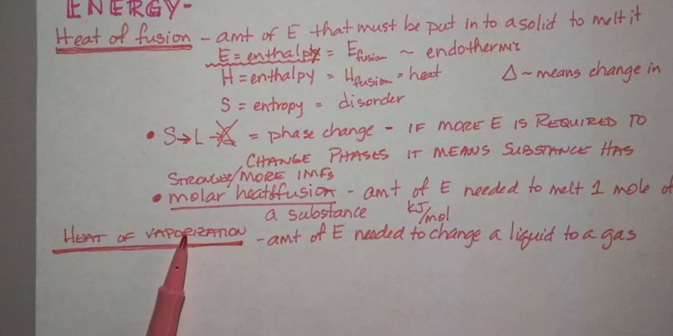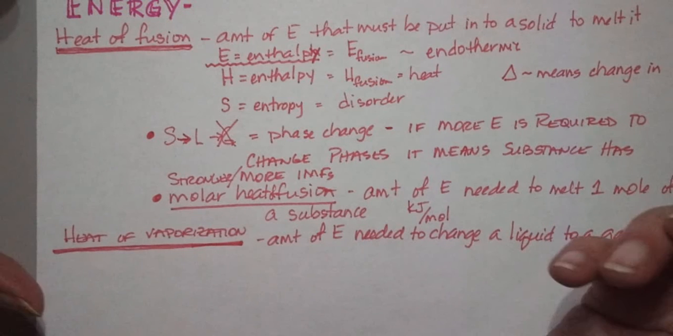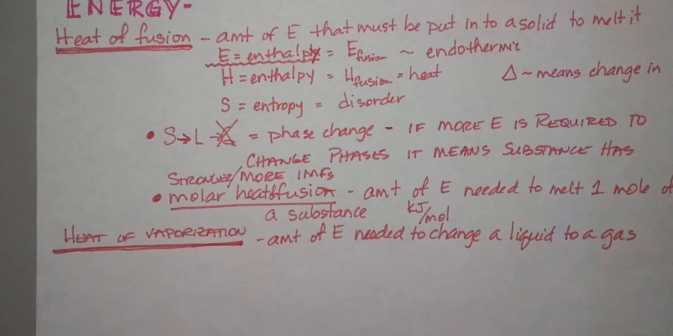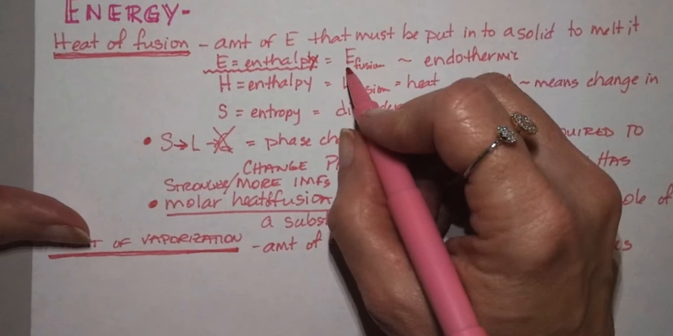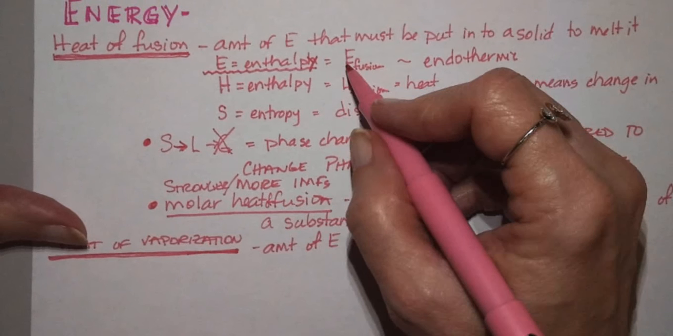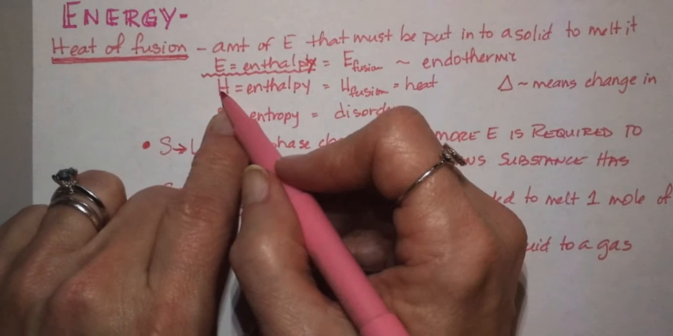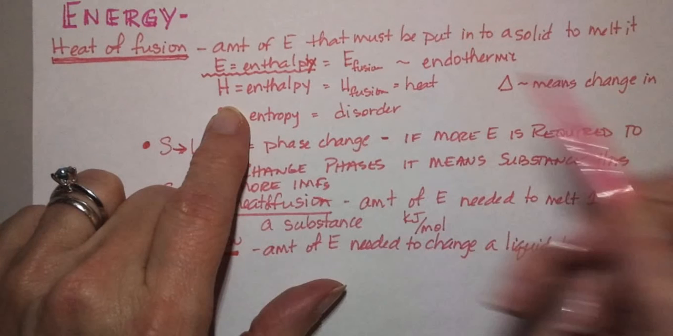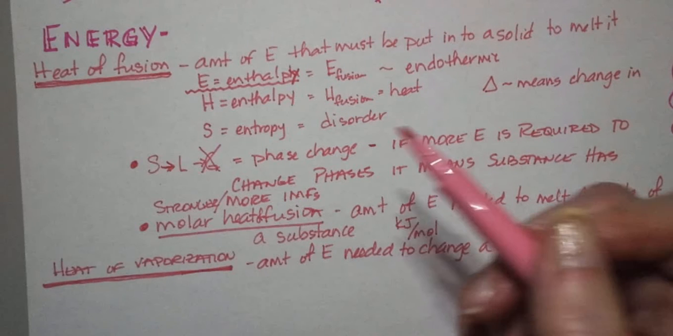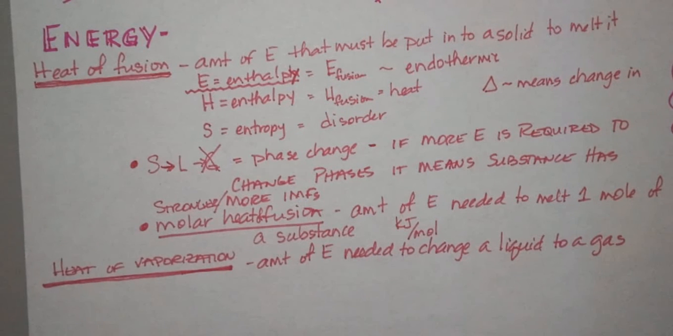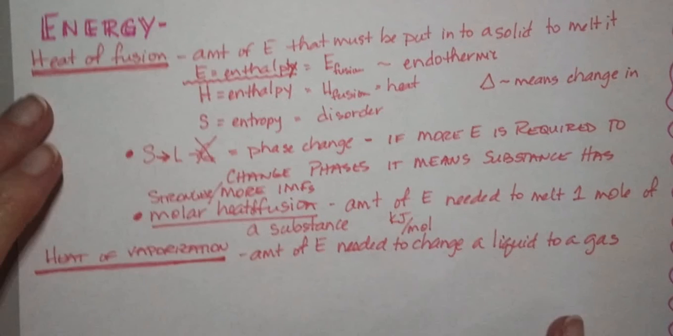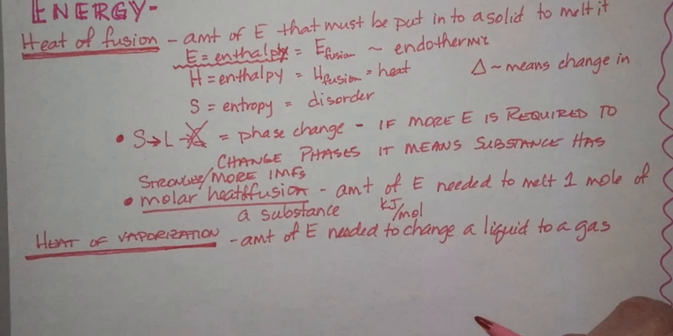It's not just going to be E with a fusion word beside it. It can also be E with vaporization. Or in this case, a lot of times they'll put H of fusion or H of vaporization. I'm showing you the H letter because it's going to pop up later on anyway. So don't get freaked out because you see something with all this labeling on it. That's just telling you, hey, this is the energy we're focused on right here.